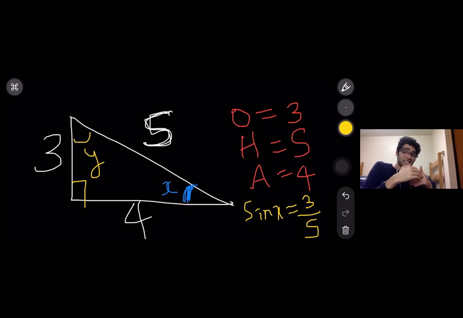Right? Now let's look at the other ratio, which was cos. Cos is adjacent over hypotenuse. So then the cos of X will be 4 over 5 because 4 is adjacent to X. But the cos of Y will be 3 over 5. You agree with me? Okay.